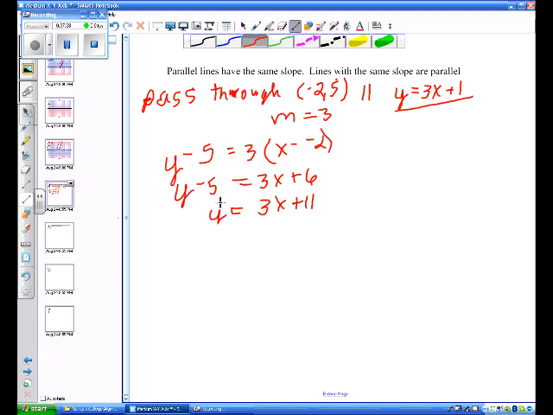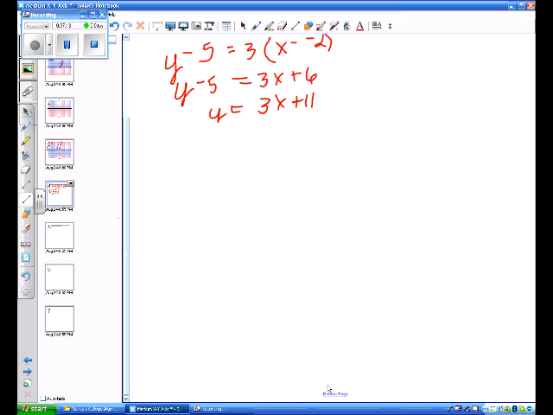Okay, let's look at another one. Let's say that we want to go through the point 3, negative 6.